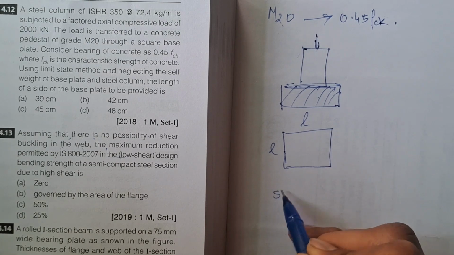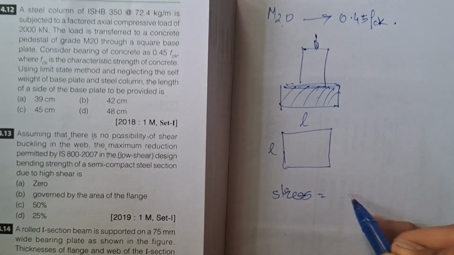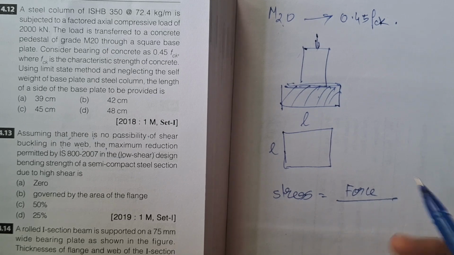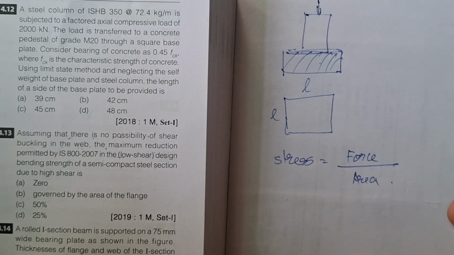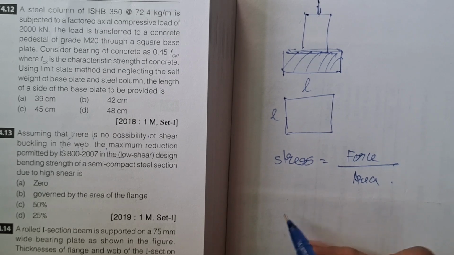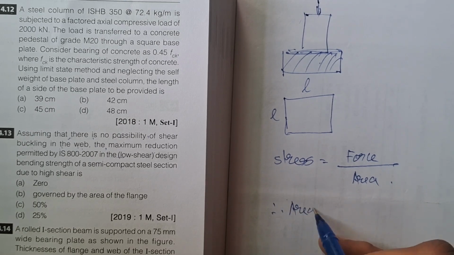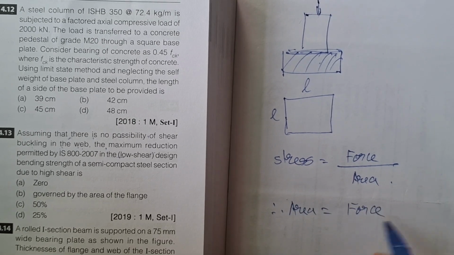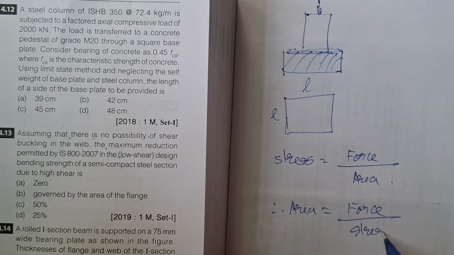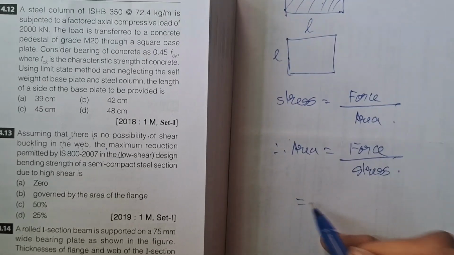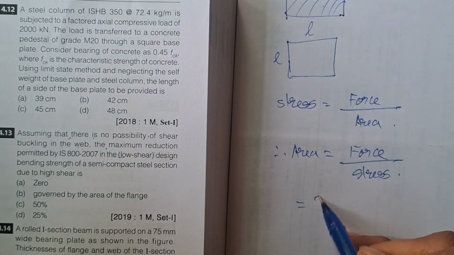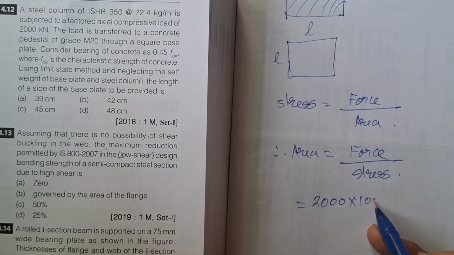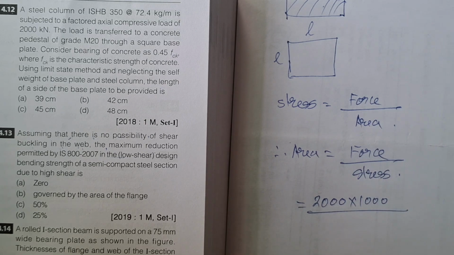We know what stress is. Stress is equal to force upon area. This is the basic formula which we have studied in strength of materials. So what will be the area? Area will be force upon stress. So how much force have they given? You can see 2000 kilonewton. So 2000 into 1000, because we need it in Newton, divided by stress.